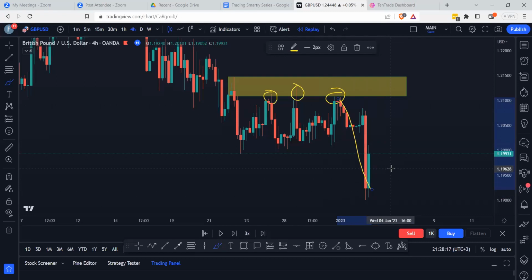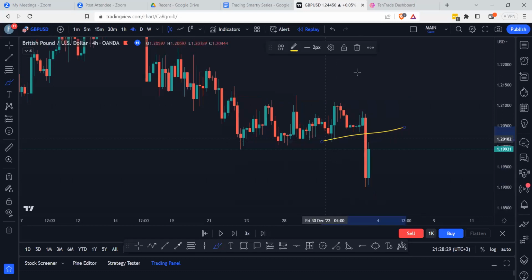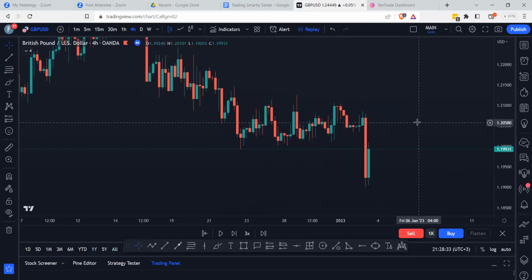Hope that makes sense. Still on this, you can see price is giving you a lower low, like so. The market is still bearish. What do you do in a bearish environment? You look for a resistance zone to sell from.